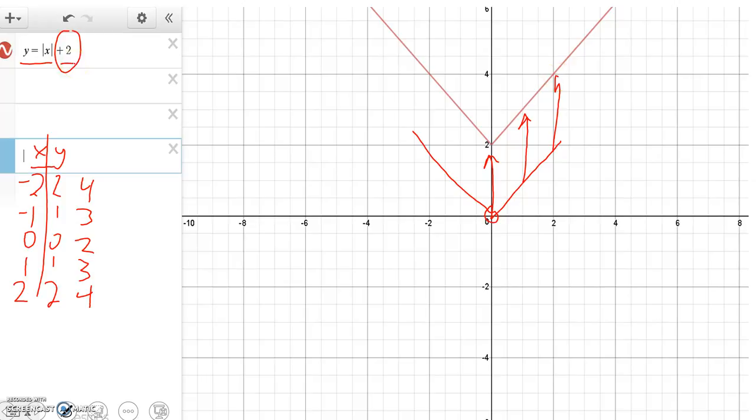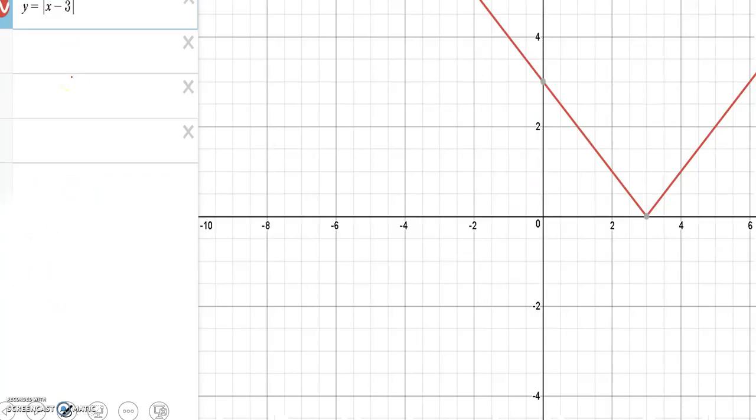If this would have been a -2, it would have taken every point and slid them down 2 units. And we would have had a V that was slid down 2 units instead of up 2 units. So that's how a number outside of the absolute value affects the graph. But how about a number inside the absolute value?